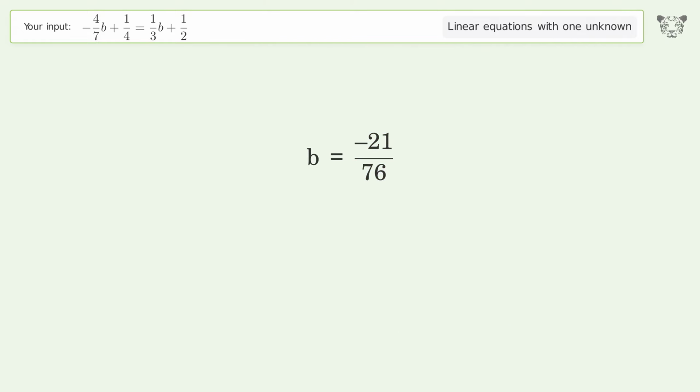And so the final result is b equals negative 21/76.